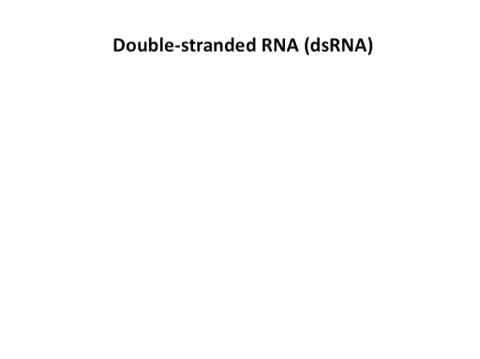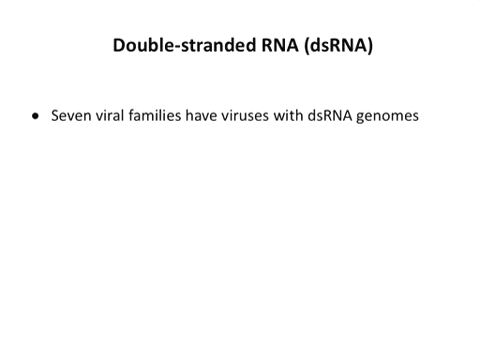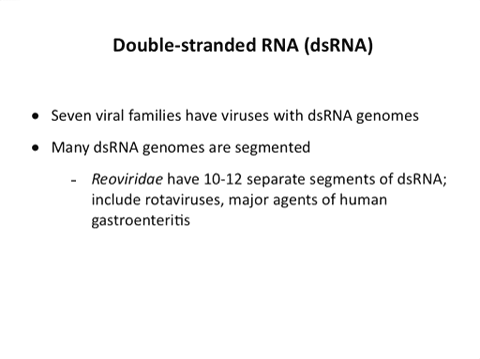So let's start out with viruses that have a double-stranded RNA genome. There are 7 viral families with double-stranded RNA genomes, and some of them are segmented. Some of them occur in one long double-stranded RNA piece. Some of them are in separate pieces. And a very well-known family is the Reoviridae, and these are double-stranded RNA viruses. They have 10 to 12 segments of double-stranded RNA.